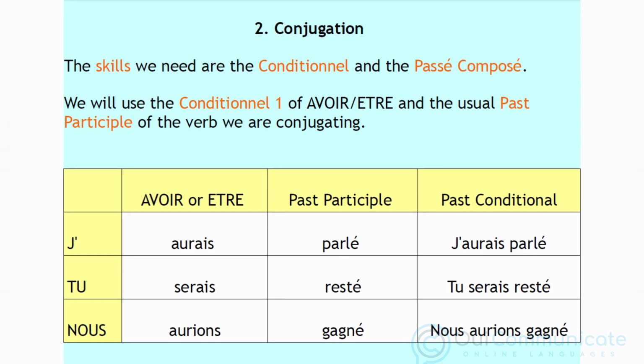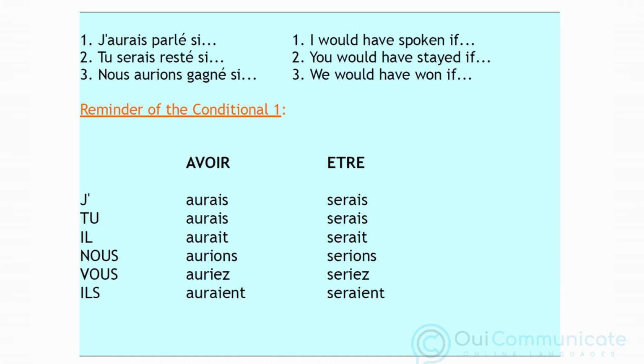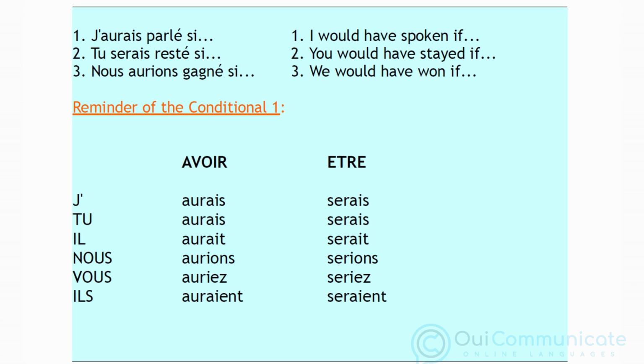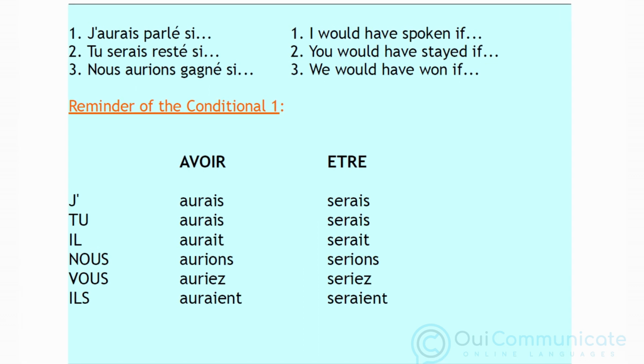Nous aurions gagné. To recap, this gives us number 1, j'aurais parlé si, I would have spoken if. Number 2, tu serais resté si, you would have stayed if. Number 3, nous aurions gagné si, we would have won if.